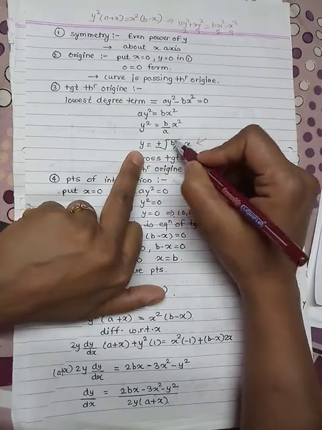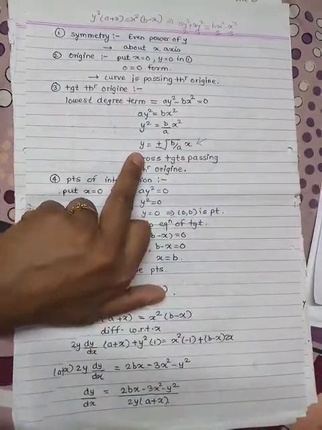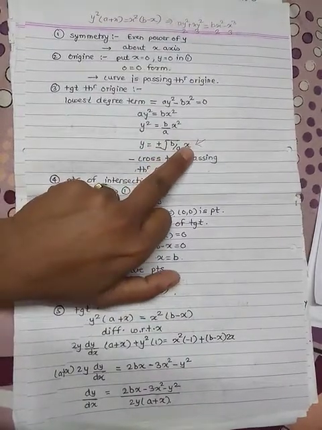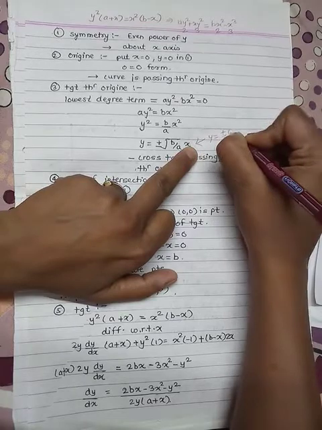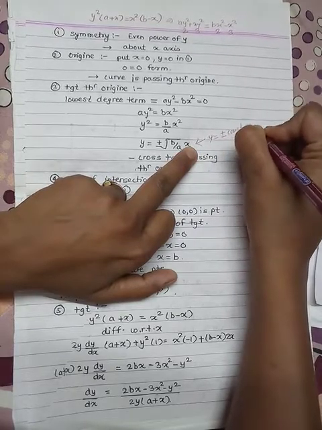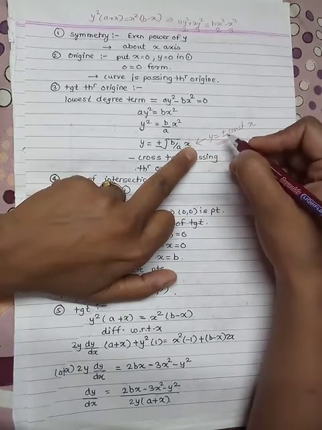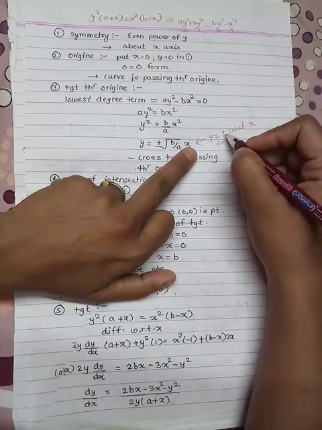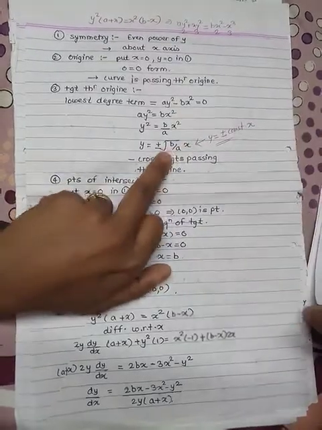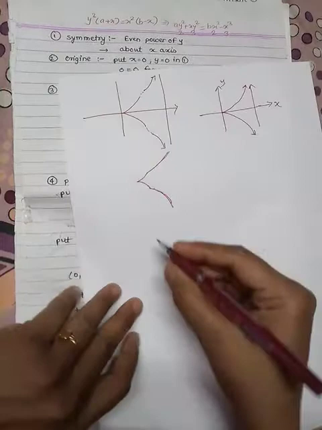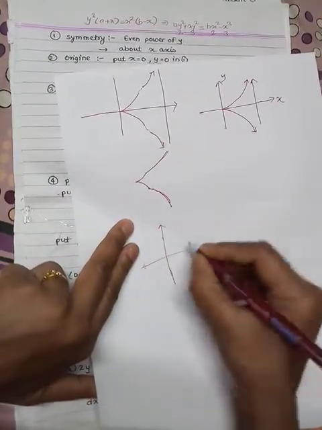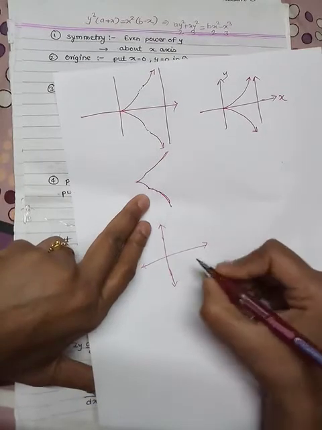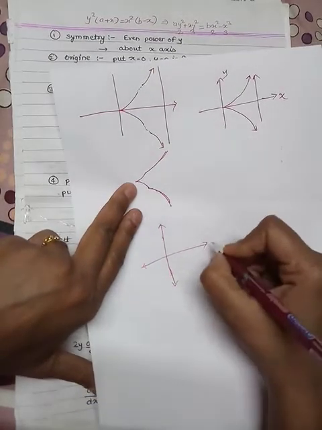So root b by a is one of the constants. So y equal to plus minus constant into x. So here we get y equal to plus minus constant into x. So which type of tangent is this? So this is your cross tangent. So we know in the earlier lecture we have seen what is the type of cross tangents and what is the equation of that cross tangent.